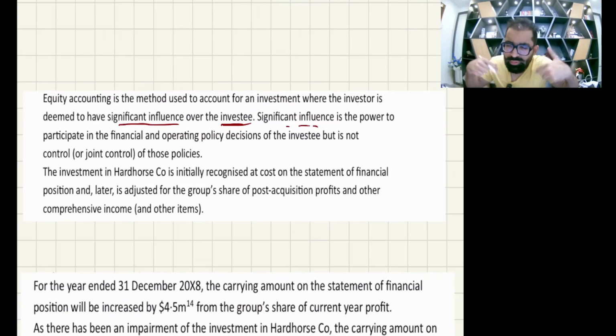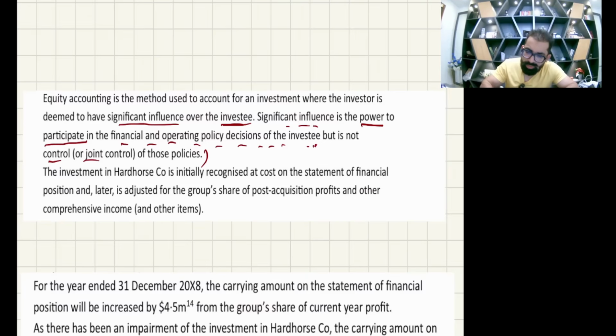If you have studied from me in my class, I write this with the pen. Significant influence is the power to participate, not govern. Power to participate only in the financial and operating decisions of an entity, but it is not control or joint control. So this will give you almost 1 mark or more.